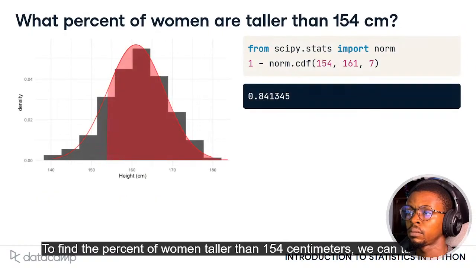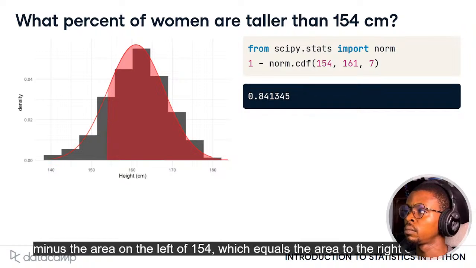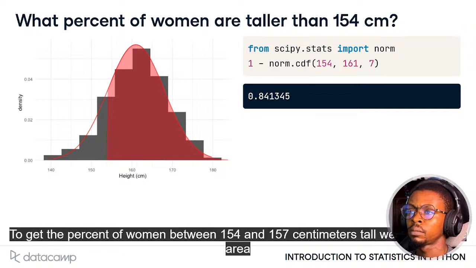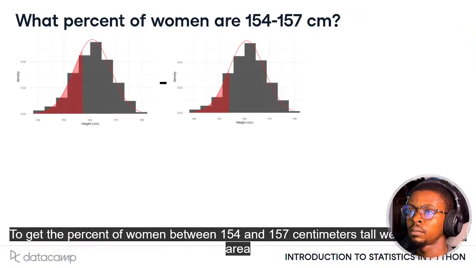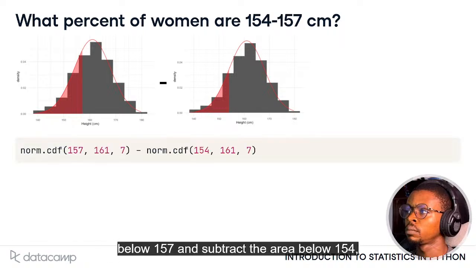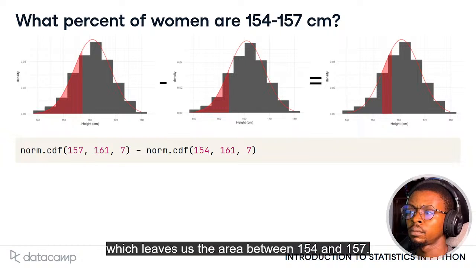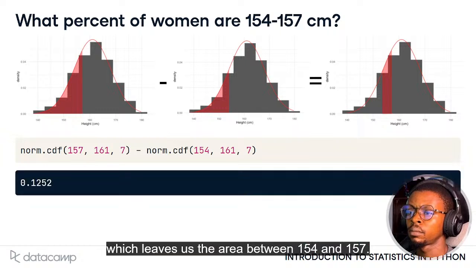To find the percent of women taller than 154 centimeters, we can take 1 minus the area on the left of 154, which equals the area to the right of 154. To get the percent of women between 154 and 157 centimeters tall, we can take the area below 157 and subtract the area below 154, which leaves us the area between 154 and 157.